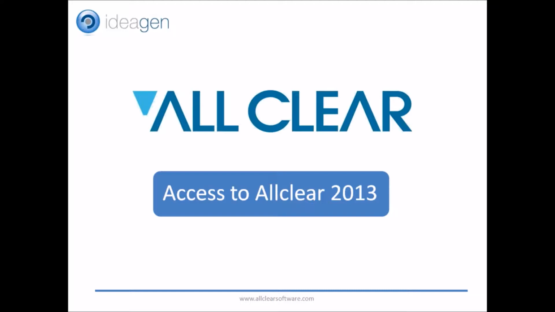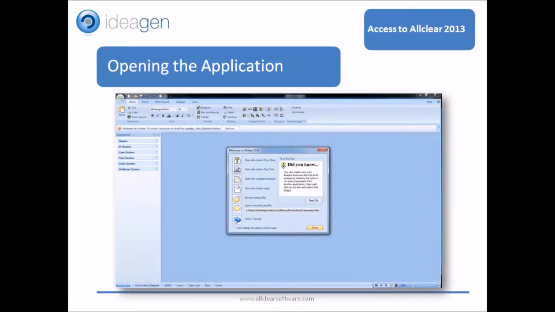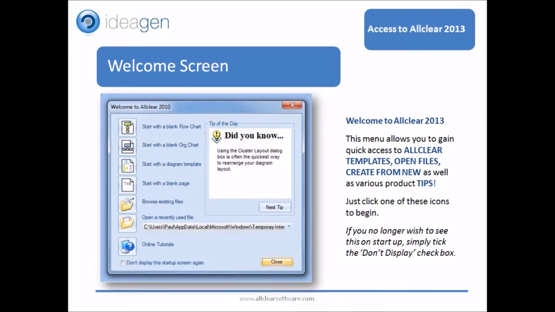So welcome to Allclear 2013, and we're just going to run through the initial basics of the tool. Access to the tool is just like any other desktop application that you would have in your Windows programs. Upon connecting to the application, you have a series of welcome screens where you can select some pre-built templates or commence from a blank sheet to create your own diagrams. So we're just going to go through the tool sets to explain some of these key features of the product.